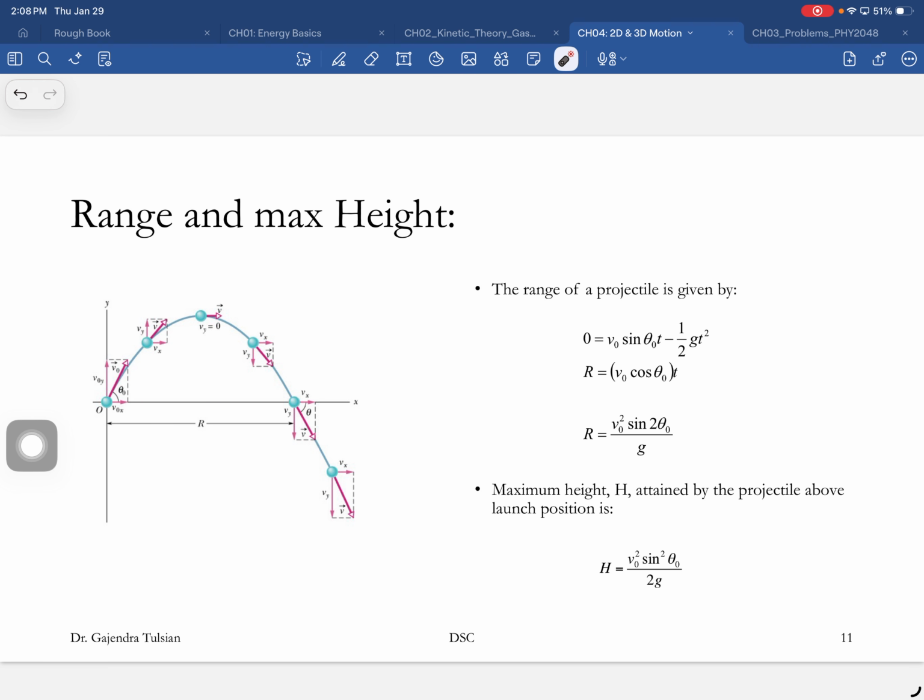Here's something that most people don't know until they have done a physics course. You see, the range for this launch angle is the same as the range for this launch angle. These are complementary angles, so complementary angles give you the same range. What is the complement of 45 degrees?